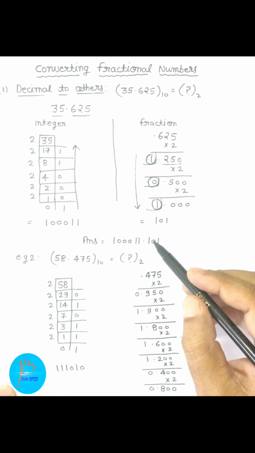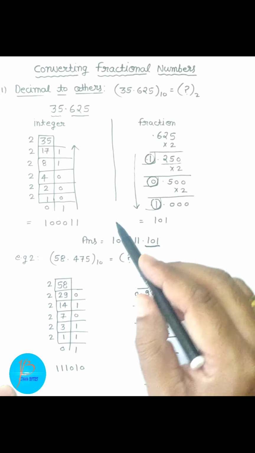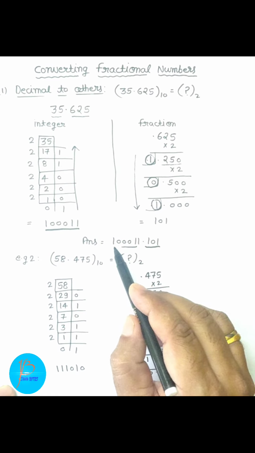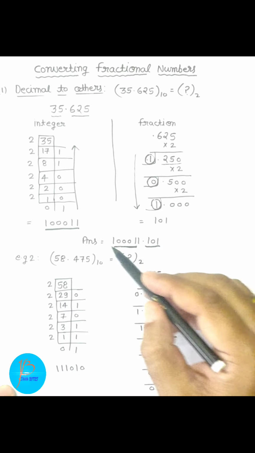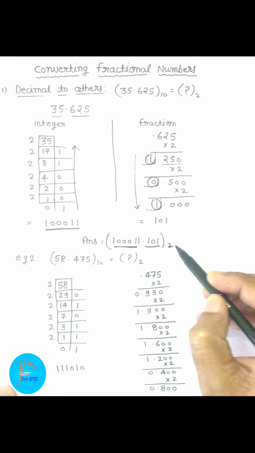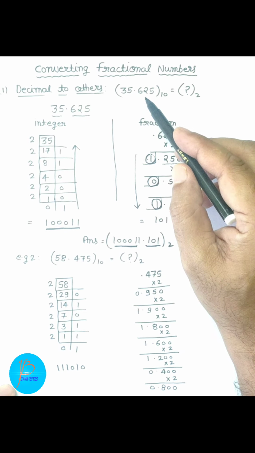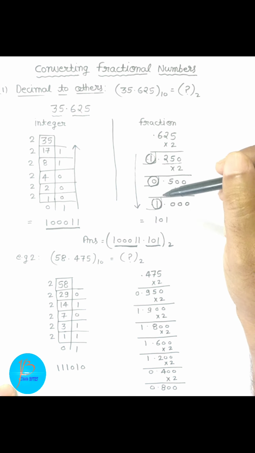So the fractional part is 0.101 and the integer part you got from here is 100011. Now join both the parts with the dot in between, and here is your answer. That is the binary equivalent of 35.625. Okay, children, I hope you got how to solve this.